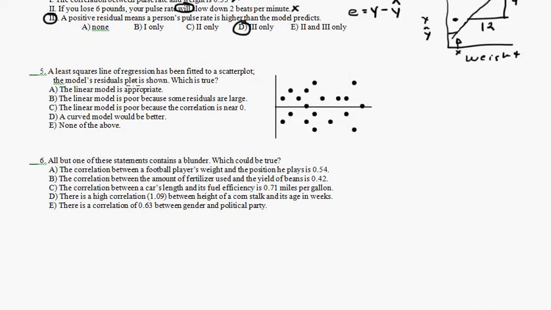The model's residual plot is shown. Which is true? The model is appropriate. Well, yeah, we see random scatter with no pattern. A. The linear model is poor because some residuals are large. No. That doesn't matter. We're just looking for random scatter. The linear model is poor because the correlation is near 0. Well, we can't even tell what the correlation is from this picture, so that doesn't make any sense.